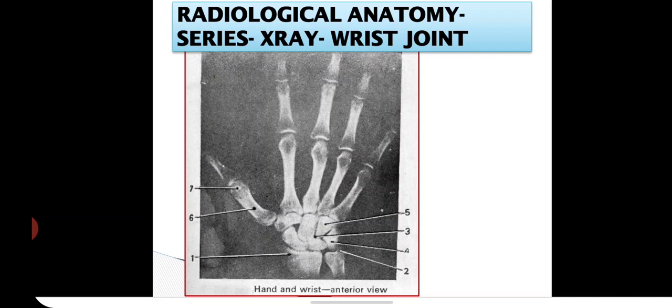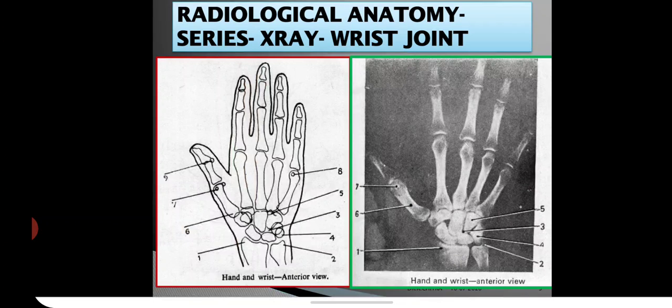Now we will see the details in the diagrammatic representation of the same X-ray of the wrist joint. So now we can correlate these two pictures. 1 and 2 are the styloid process of the radius and ulna. You can note the styloid process of radius extends further distally than that of the ulna. 1 is the styloid process of the radius, 2 is the styloid process of the ulna. 3 is the intercarpal joint spaces.